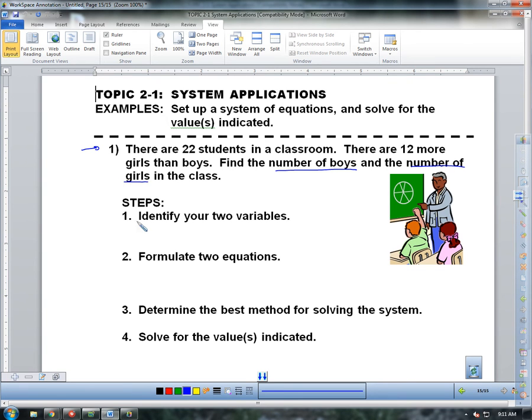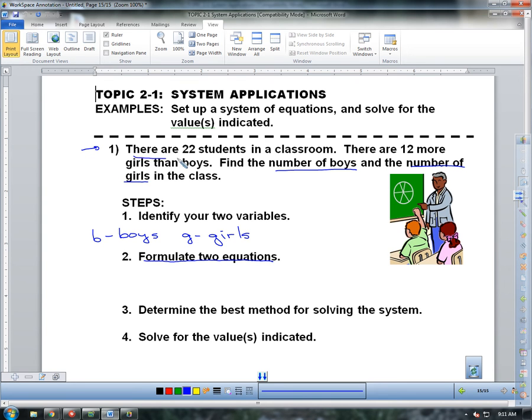Now these steps that I'm going through, and I'll show you on the next problem how I want you to do this, you've got to do every one of these steps to receive full credit. So our two variables are the number of boys, B, and girls, G. Those are the two things I'm looking for. Now I've got to formulate two equations. As we practice more with these, you'll see patterns, and these problems will become a lot easier. That's why I'm dedicating almost a whole week to doing these.